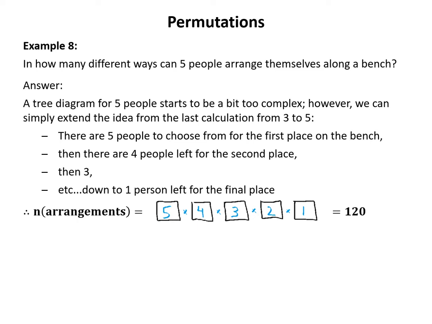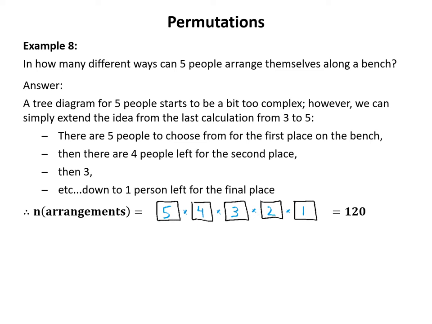In example 8, we're asked to find how many different ways 5 people can arrange themselves along a bench. So to answer this question, we have to consider first that with 5 people, a tree diagram is going to start to be quite a bit complex. I mean, you could certainly do it, but as we saw in the previous slide with 3 stages in a tree diagram, the tree starts to get pretty large, and imagine 2 more stages. So while we could draw a tree diagram, this is probably a good point at which we can start to simply extend the idea from that tree diagram. If we can understand the multiplication pattern that we got last time, which was 3 times 2 times 1, then we should be able to come up with an answer in a fairly reasonable manner.